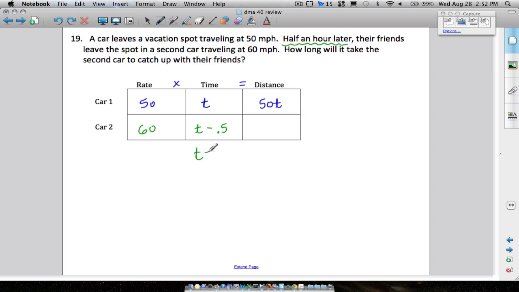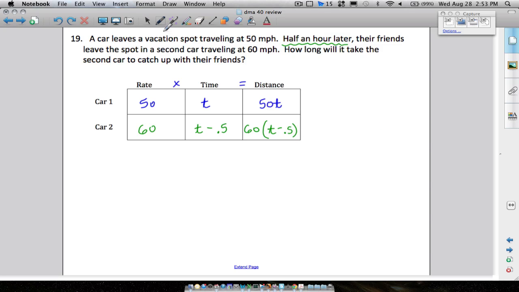Had you did t minus 30, that would have been in terms of minutes. T minus 30, because half an hour is 30 minutes. But let's use t minus 0.5 since we did say half an hour. So t minus 0.5. And again, how do you find a distance? You take the rate and multiply times the time to equal the distance. So therefore our rate here is 60, and we multiply it by t minus 0.5. And again, I'm setting up the distributive property because this is 1 term times 2 terms.